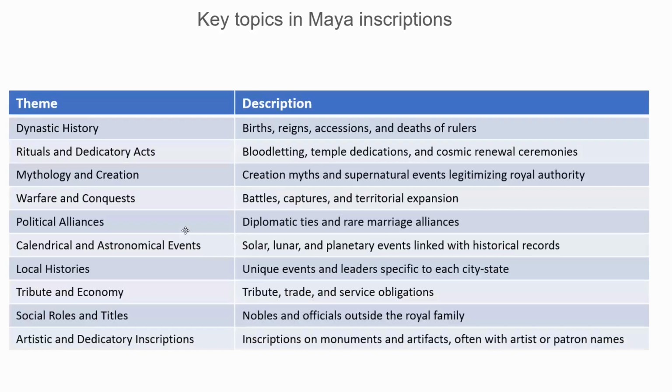And yeah, what are the texts saying? This is an overview taken from David Stuart's work on Maya inscriptions from 1995. If you check this, you see its main content is always dynastic history. It's about births, reigns, accessions, and deaths of rulers. This is one of the most important pieces of information that we get from the inscriptions. Then we have rituals and dedicatory acts, bloodletting, temple dedications, and renewal ceremonies in which they are regularly renewing the creation of the world. Mythology and creation, supernatural events, legitimizing royal authority.